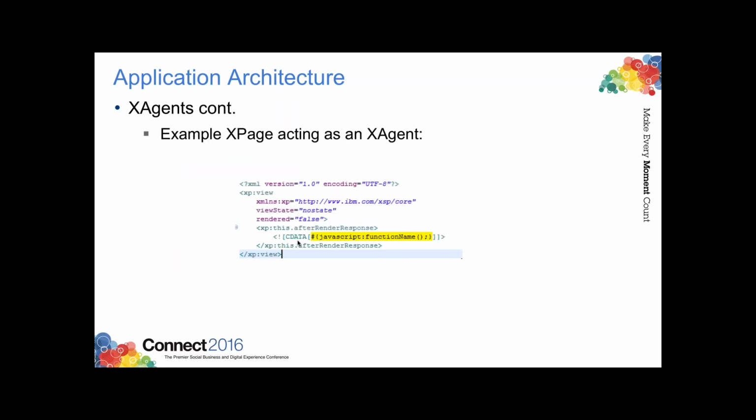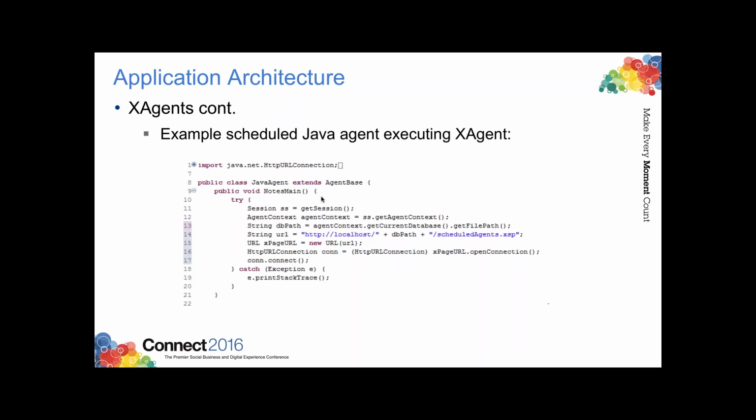All right, if we just take a look at an XPages design, and this is a physical XPages design, you can see on top over here, the XP view has got a view state of no state and a rendered of false. And you'll see that after the render response, you are executing a function. It could be a Java function or a server-side JavaScript function. It doesn't really matter. But that is all your XPage will consist of in order to turn it into an XAgent.